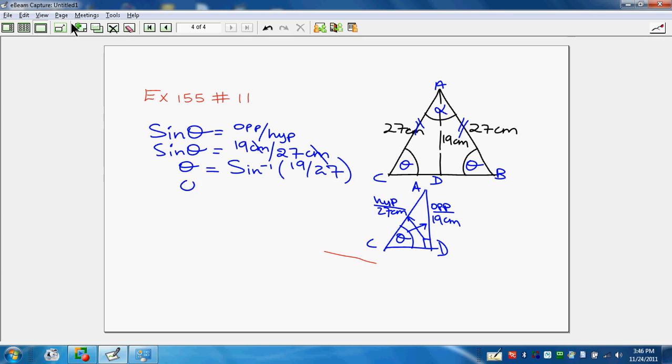So if you go to your calculator and you punch that in, you should find that you get 44.7 degrees. Of course, being careful and mindful that your calculator has to be in the degree mode when you're doing this calculation. Right? So this will be to 1 decimal place. Okay, and that will be your answer.